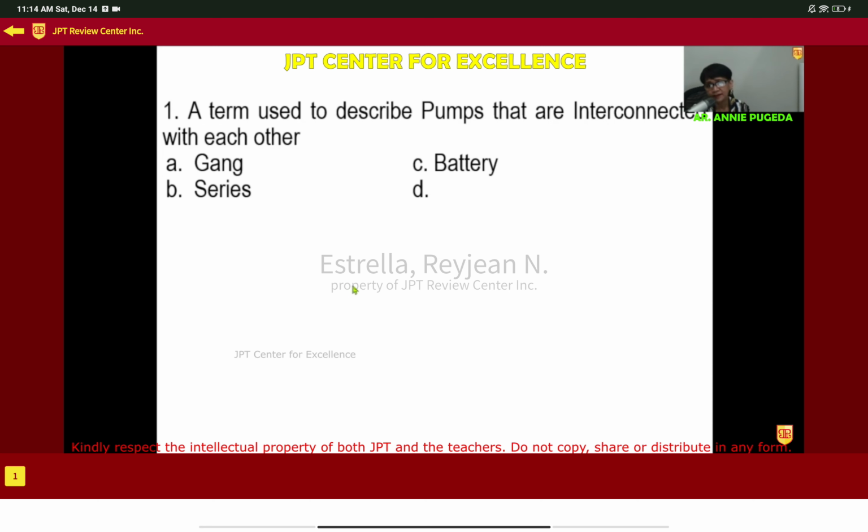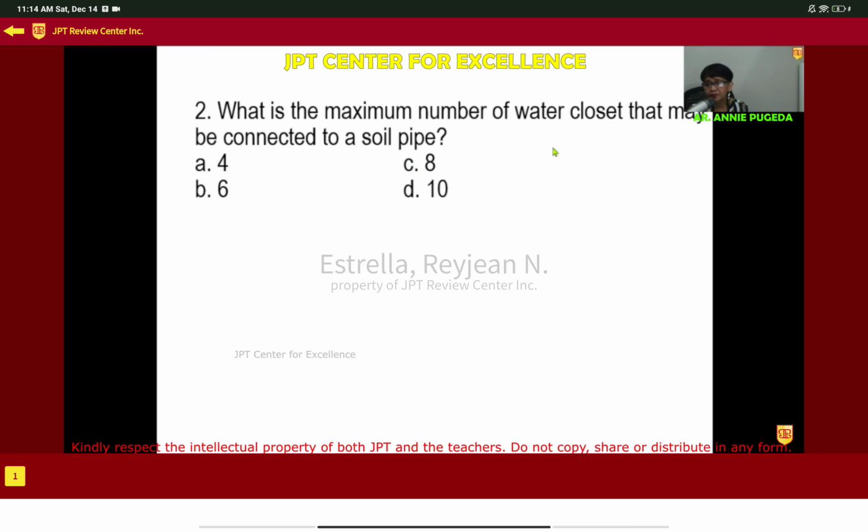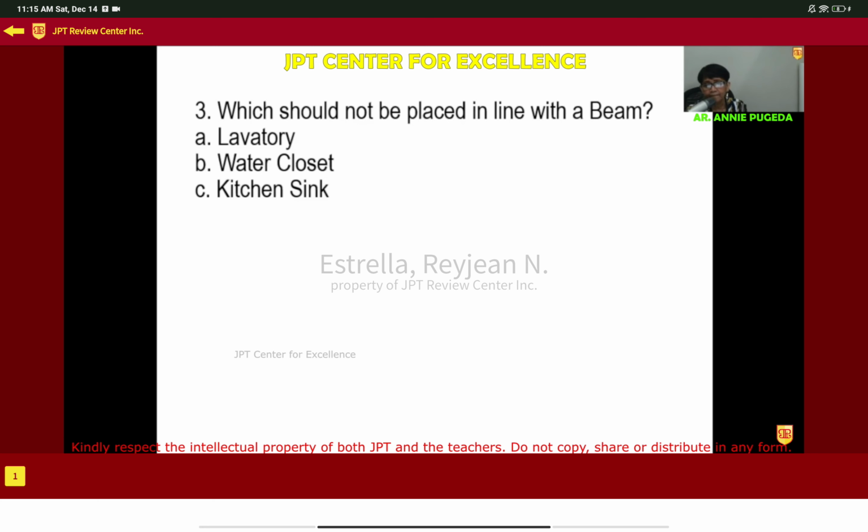So, what's the answer here? Battery. Okay? Battery of fixtures is what it's called. Let's be clear. Gang is the normal term in electrical. Series is the synonym definition of battery. Okay? Next. The maximum number of water closets that may be connected to a soil pipe is 8. That is stipulated in the law to ensure the correct fixture loading, as it's called. It is also provided in even numbers: 2, 4, 6, 8. Minimum 2 fixtures, maximum 8 fixtures.